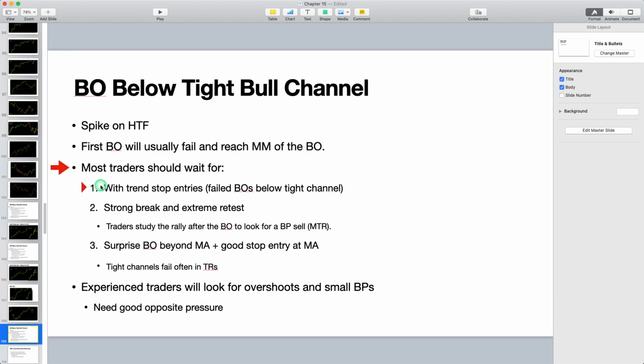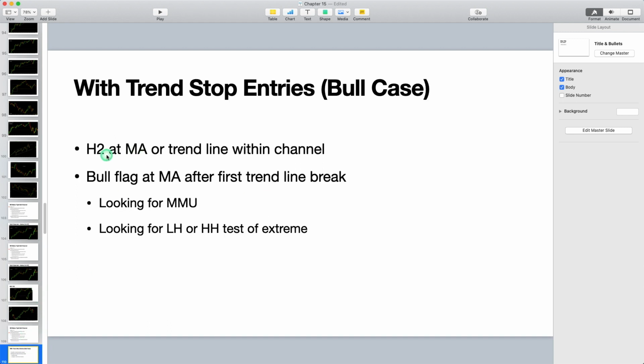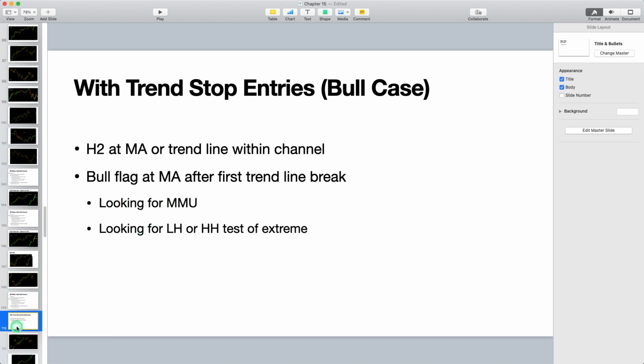So most traders should wait for with-trend stop entries after failed breakouts below the tight channel. So we talked about high 2s at the moving average or trend line within the channel, but now we're talking about bull flags at the moving average after the first trend line break. So we're looking for a measured move up, or we're looking for a lower high or higher high test of the extreme at a minimum.